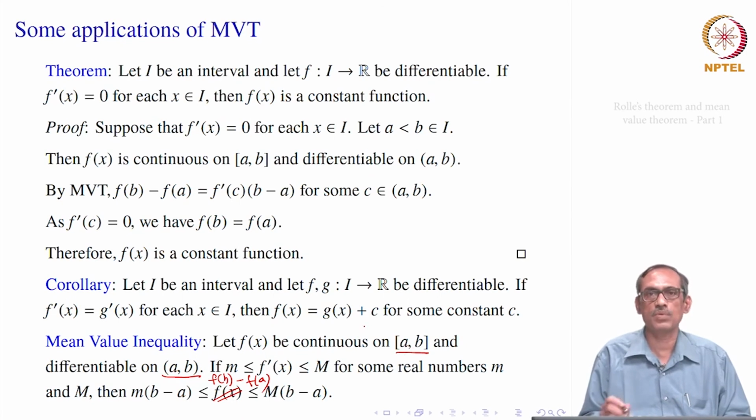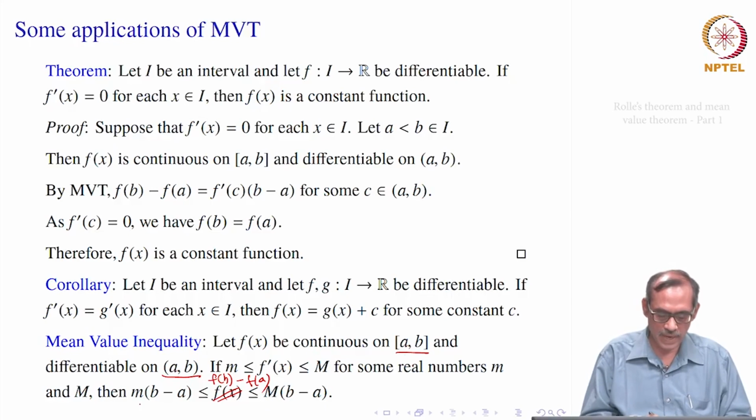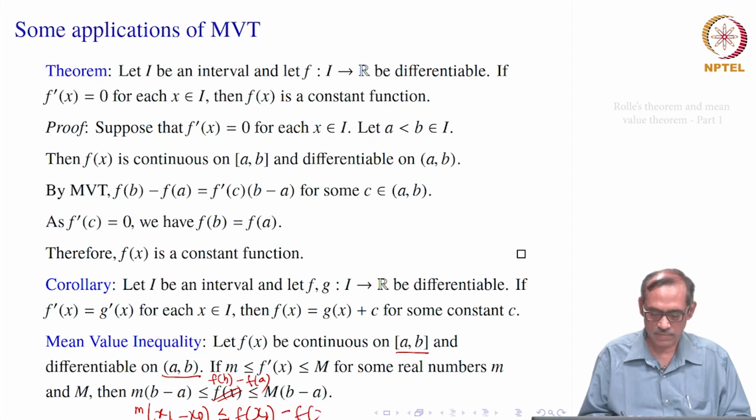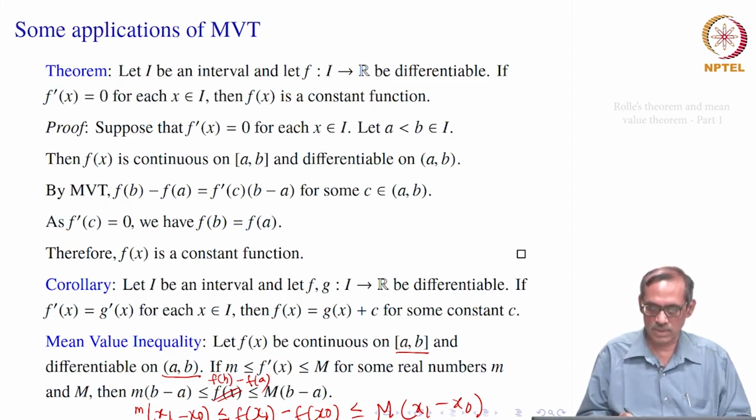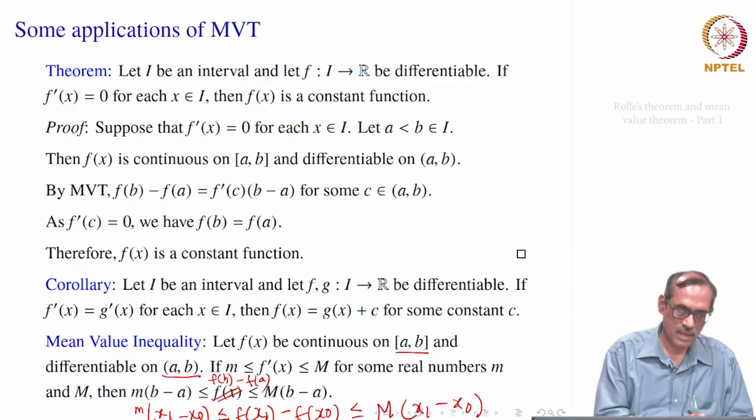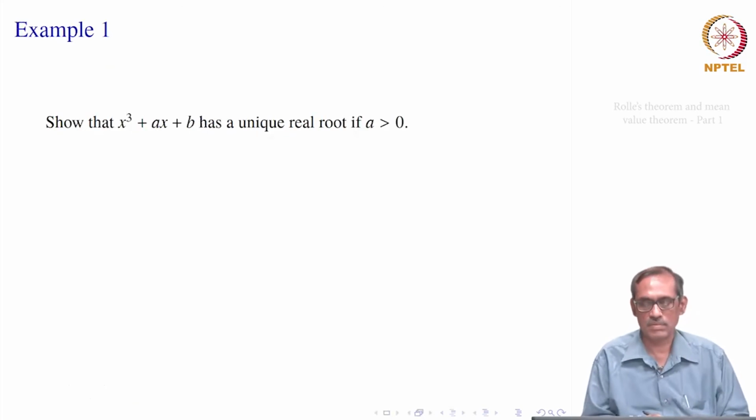Instead of a b, suppose you choose any 2 other points, say x 0 and x 1 belonging to this interval a b, then we would say m into x 1 minus x 0 is less than or equal to f of x 1 minus f of x 0 is less than or equal to capital M into x 1 minus x 0. It is also formulated this way. In fact, all that we have to do is think of the restriction of f to the closed interval x 0 to x 1 and then apply this. That is sometimes called the mean value inequality. So, now we will see some applications of this to solving some problems, how to use these results.